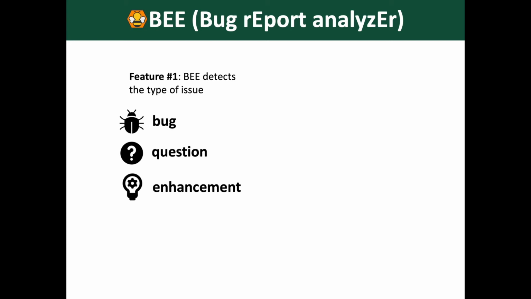One feature is that B can detect the type of the issue. That is, an issue can be classified as a bug, a question, or enhancement. This can help developers prioritize and manage the issues.